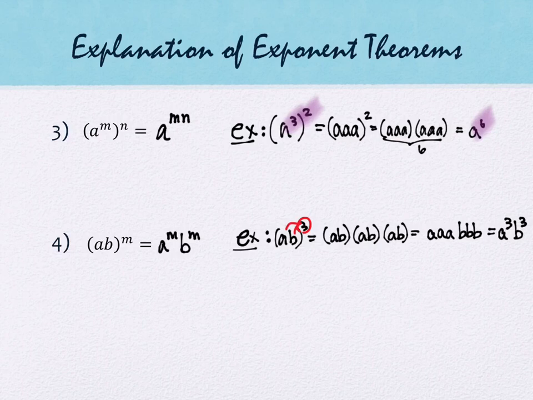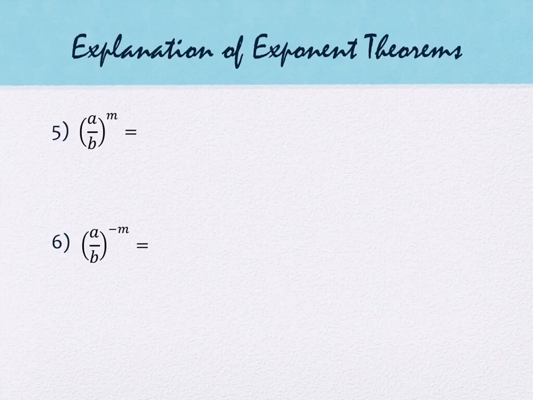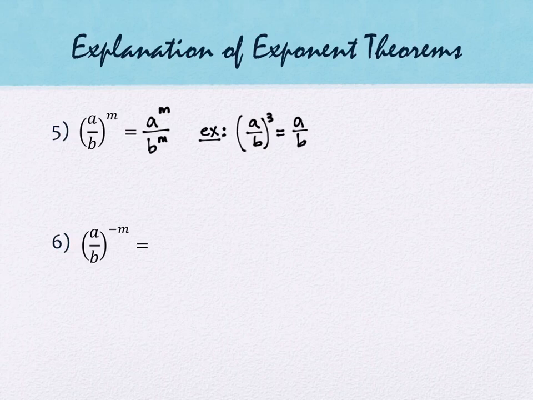Number 5 works almost identically in terms of showing it. So I have a distribution again, a to the m over b to the m. And for an example, we'll still use cubed. So we have a over b cubed. And so I have a over b times a over b times a over b.